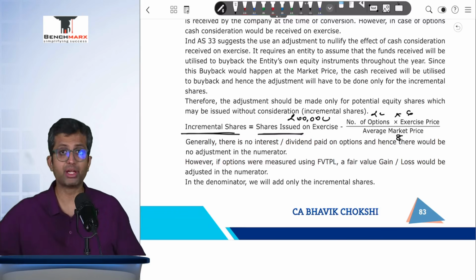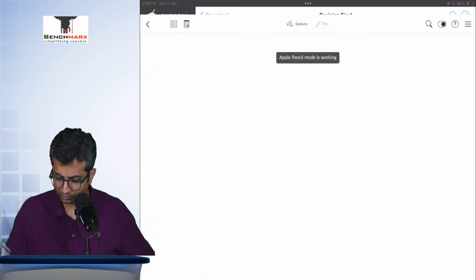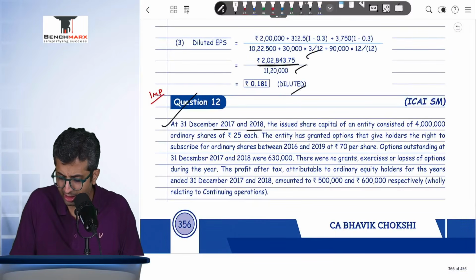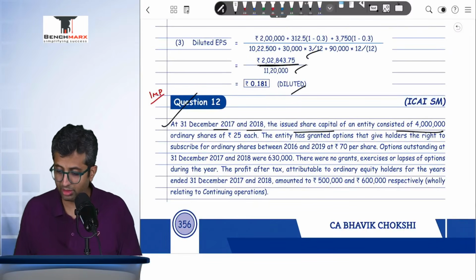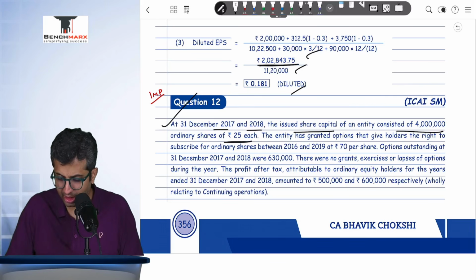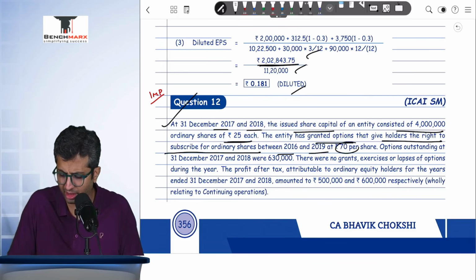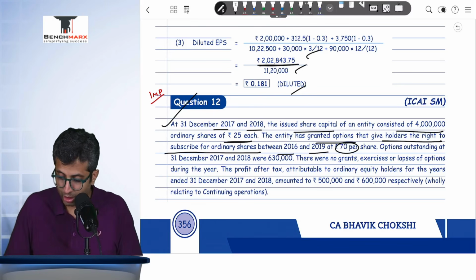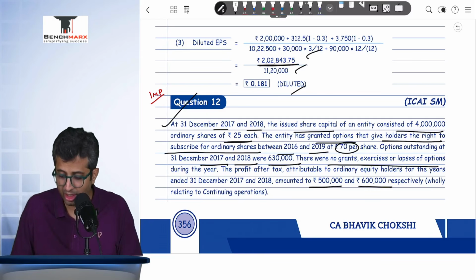On similar lines, we can try question number 12 over here. When we look at question number 12, at 31st December 17 and 18, the issued share capital of the entity consisted of 40 lakh ordinary shares of rupees 25 each. The entity has granted options that give the holder the right to subscribe for ordinary shares between 2016 and 19 at the rate of rupees 70 per share. So there is an option, exercise price is 70. The options outstanding at 31st December 17 and 18 are 6 lakh 30. There were no grants, exercise or lapse of these options, and PAT attributable to shareholders for both of these years was 5 lakhs and 6 lakhs respectively.